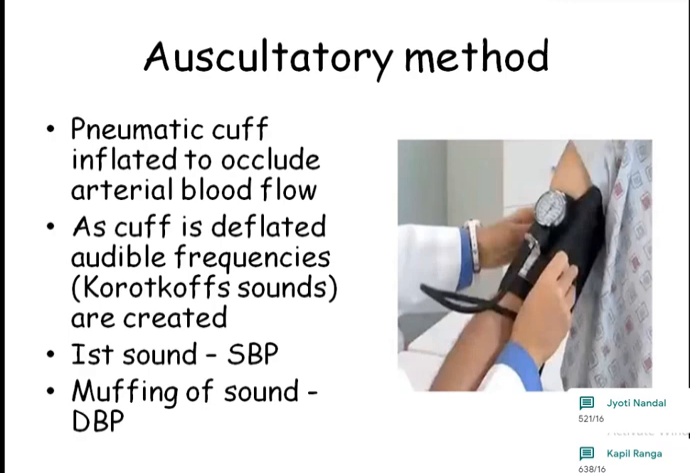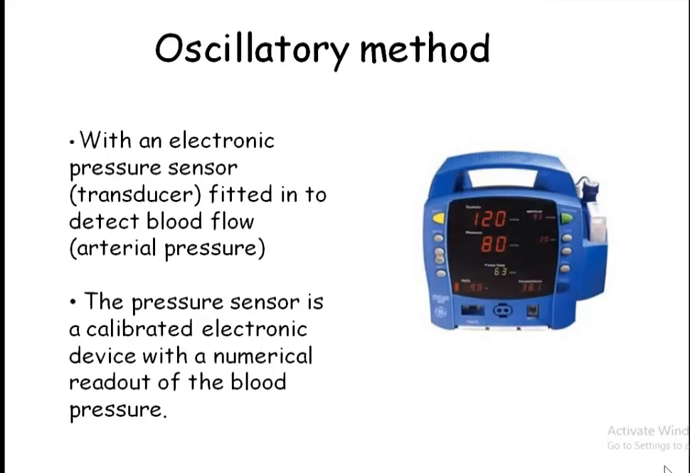For the auscultatory method, as you all know, you need a BP cuff, a manometer, and a stethoscope. You inflate the pressure and then deflate. The Korotkoff sounds, you must be knowing: the first sound will be systolic and the muffling will be the diastolic blood pressure. This is the oscillatory method, the machines which we use in our OPDs and at home. There is an electronic pressure sensor, the transducer, that detects the change in the pressure of the blood flow when you inflate the cuff, and then gives an electronic reading of the blood pressure.